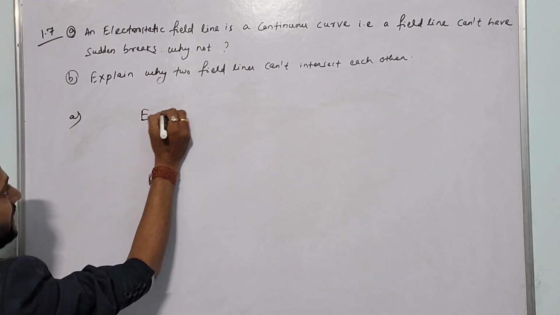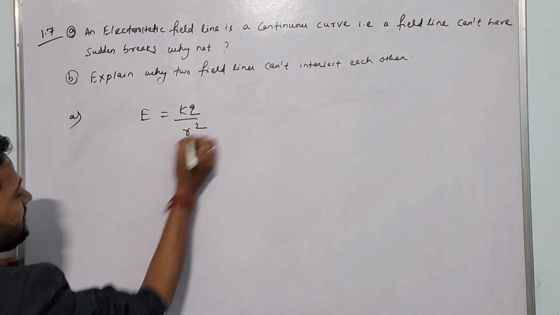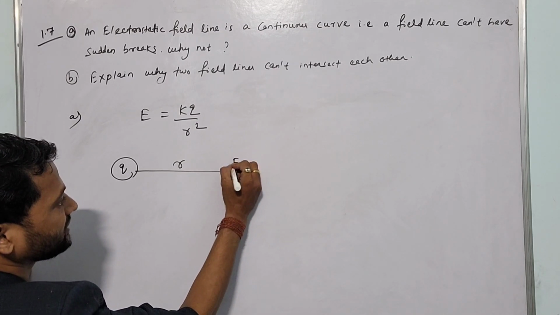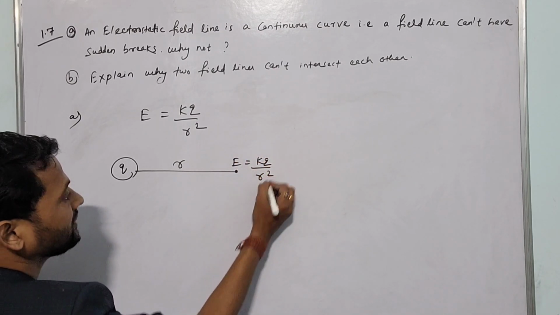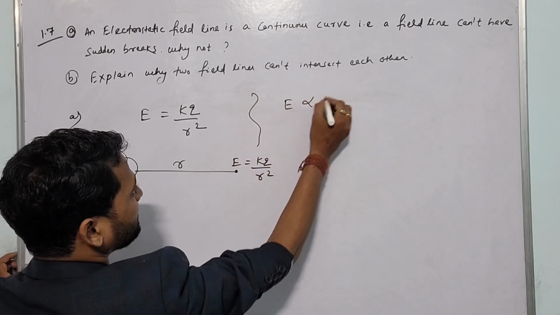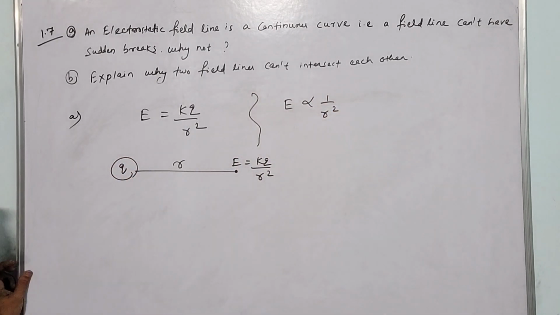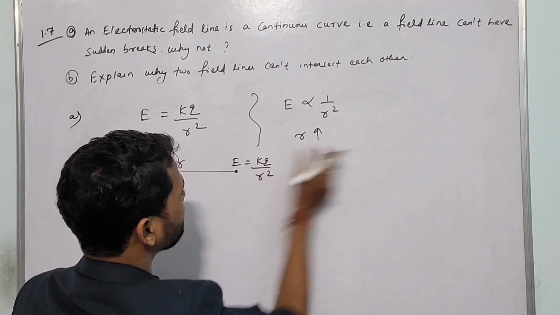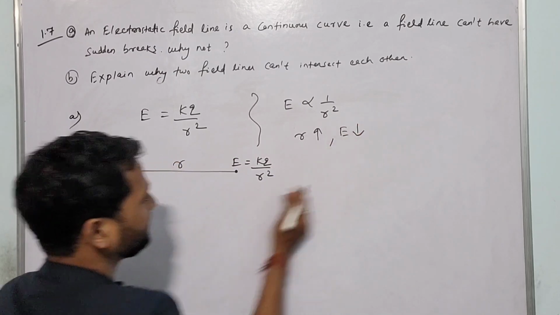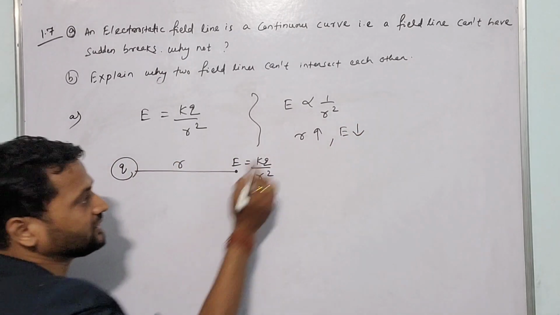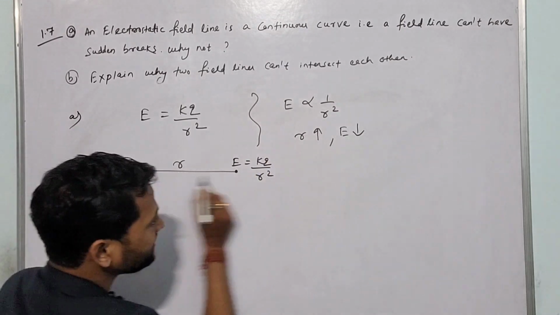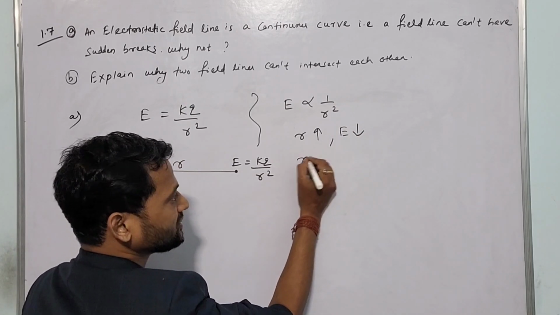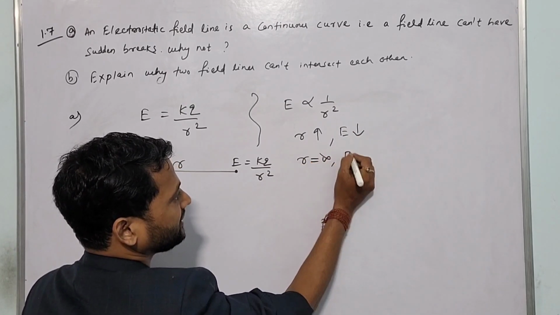See, the formula of electric field is kq by r square. If you have a point charge with a certain distance r, you need to find out electric field. What is the formula? kq by r square. That means electric field is inversely proportional to the square of the distance. So if we keep on increasing the distance, what about the strength of electric field? It gradually decreases. Understood? So when r will be equal to infinity, E will be 0.